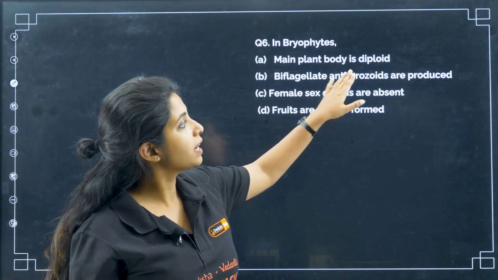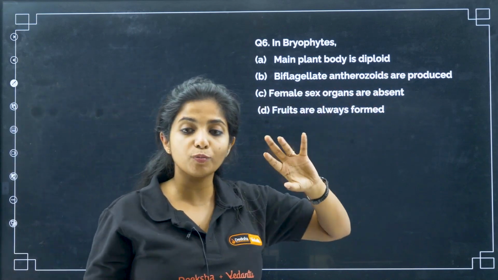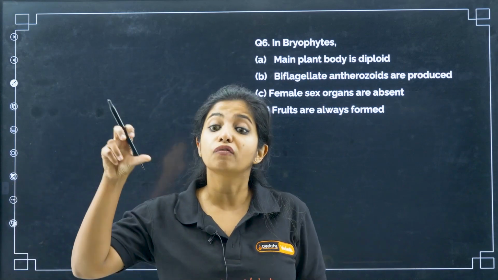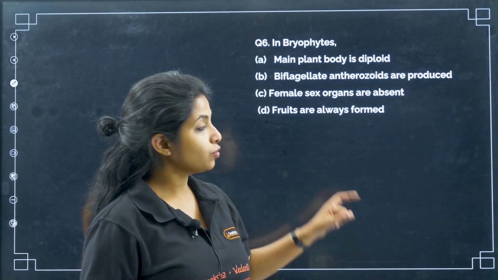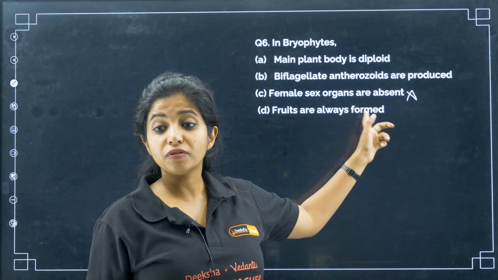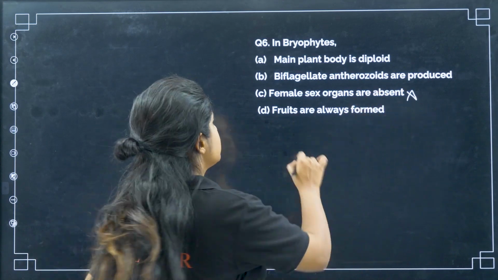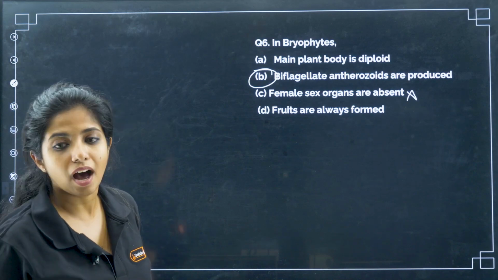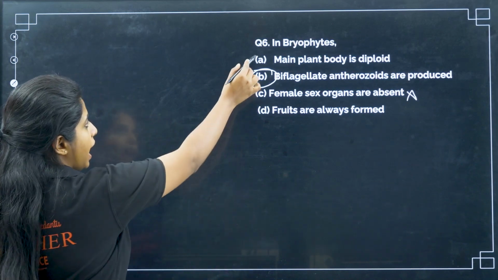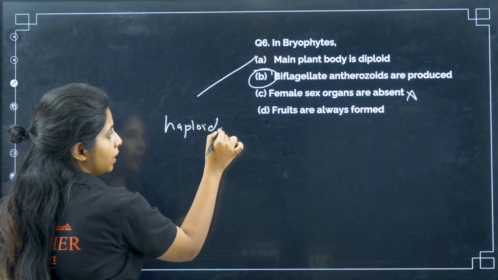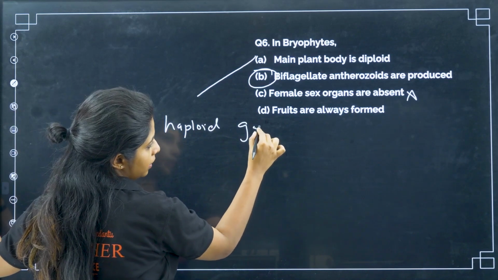Do they have biflagellate antherozoids? Yes, they have, and with the help of these flagella, they swim around and reach the archegonium, which is the female sex organ. So female sex organs are absent, wrong, they have archegonia. Fruits are always formed, that is a feature of angiosperms, right? So this is the only correct answer: biflagellate antherozoids are produced over here. Remember, the main plant body is a haploid gametophyte body, haplontic gametophyte body.